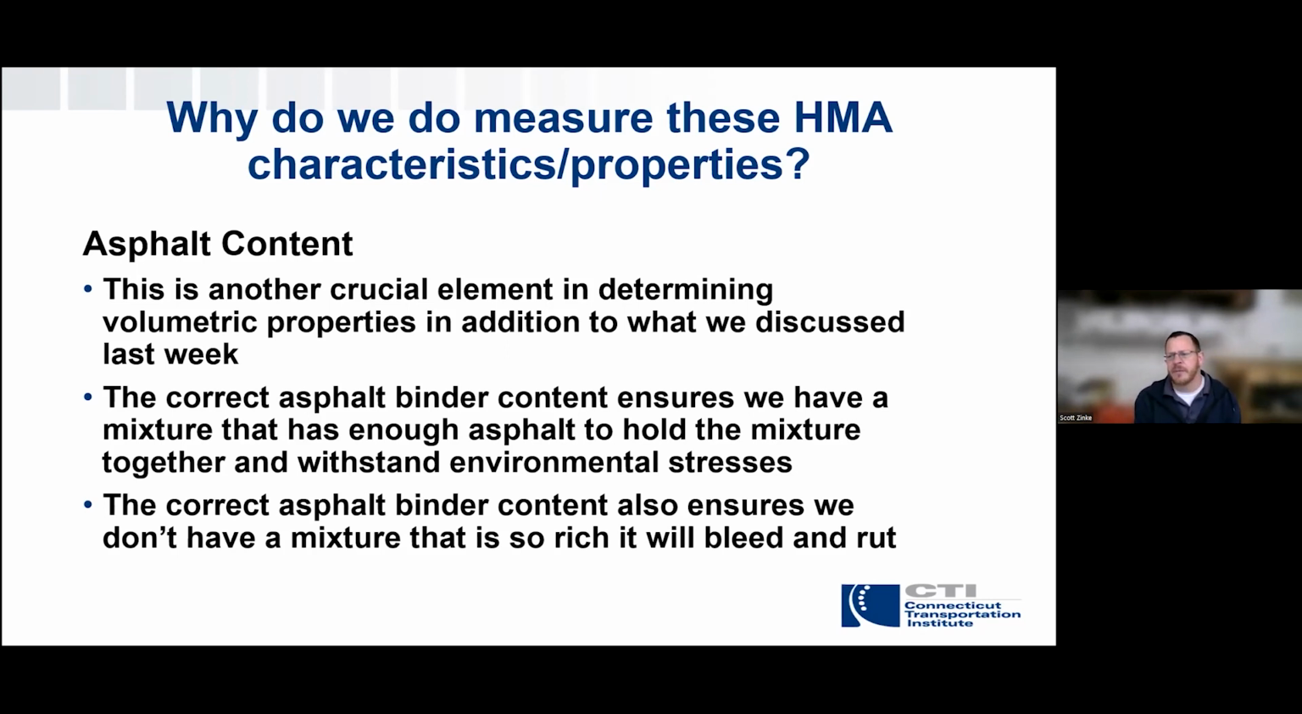Just an FYI, when we mention permanent deformation, I find myself saying this a lot and not explaining it. Permanent deformation, I'm generally talking about rutting, when the pavement actually ruts, and the asphalt mixture squeezes out in the wheel paths and creates a rut. We're generally talking about that with respect to permanent deformation, not cracking.